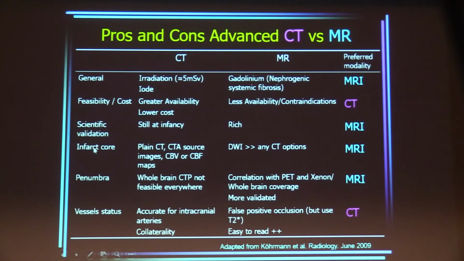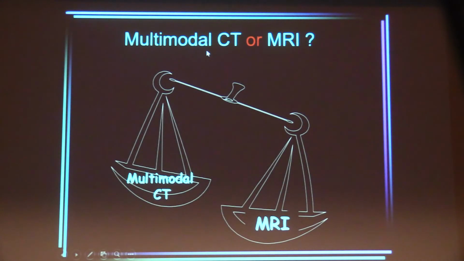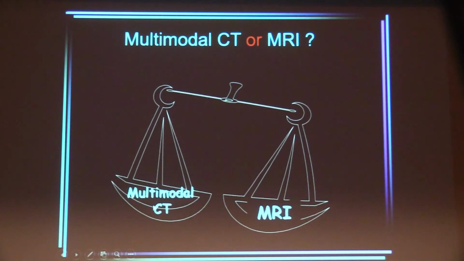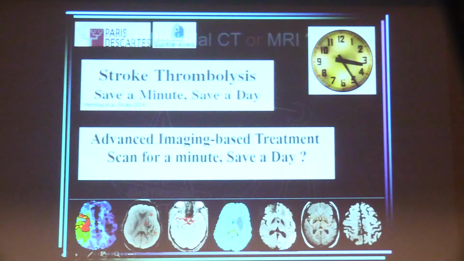For the infarct core, clearly MR is better. We directly see the core on diffusion. For the penumbra, again, it's more validated using MR. And for the vessel status, I think there is no discussion. CT is better. There is no overestimation of an occlusion. When you see an occlusion on CT, it is truly an occlusion. So if we compare the two, probably the balance is more equilibrated. I still prefer MR because it's much easier to read.